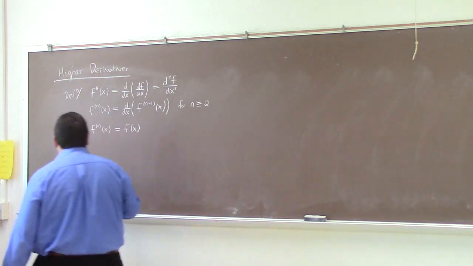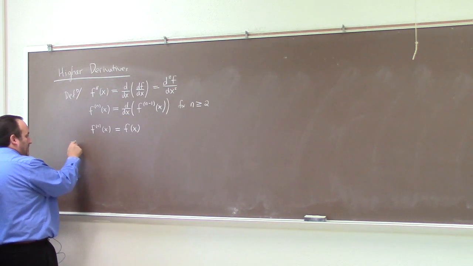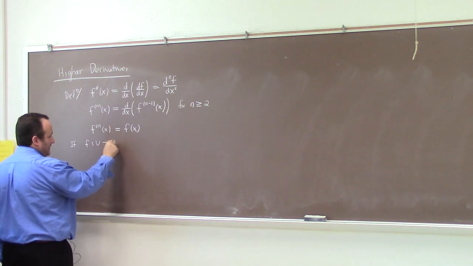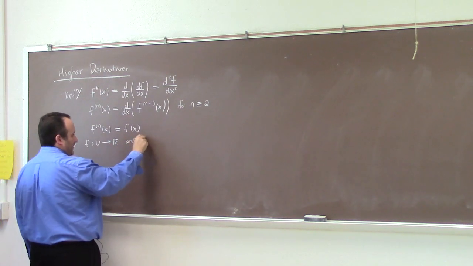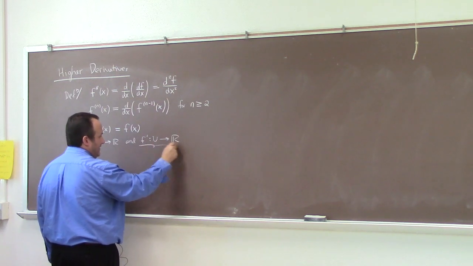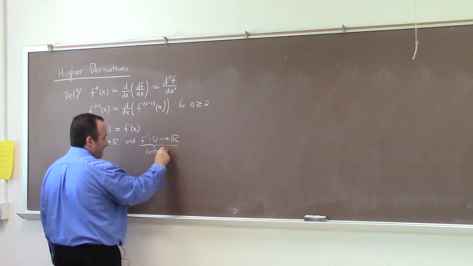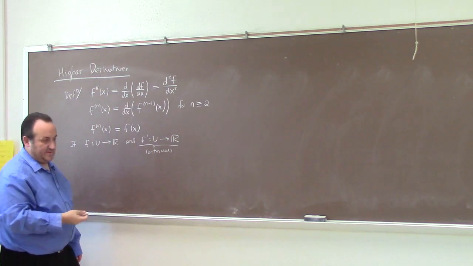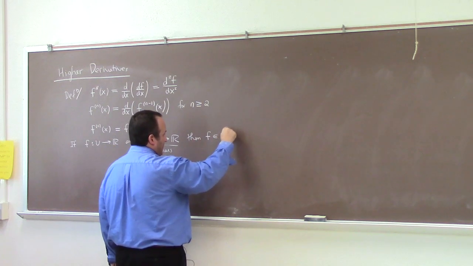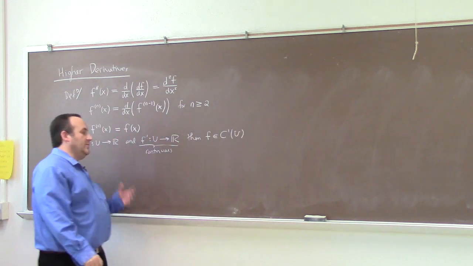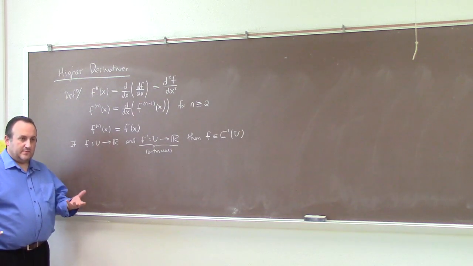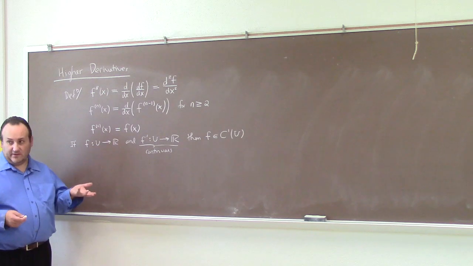Now we have some further terminology. If f, let's say, is a function from U to the reals, and f prime is also a function from U to the reals, and this is continuous, if the derivative is continuous, then we say f is an element of C^1(U). So C^1(U) is the set of functions which are differentiable and the derivative itself is continuous on U. All right?